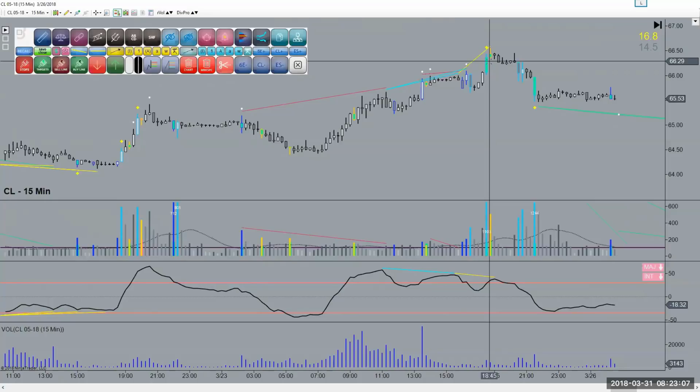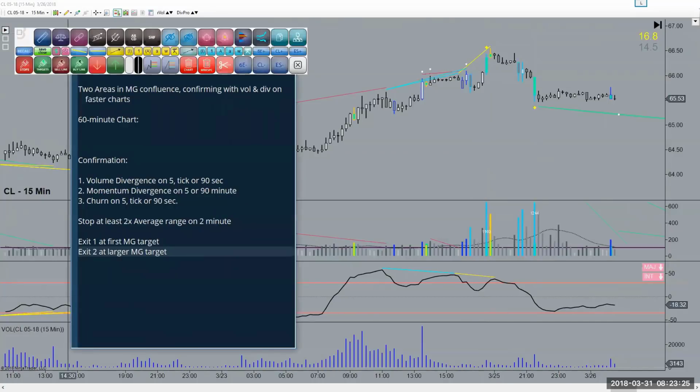So what we'll be doing is registering every case where we have two areas in the market geometry defining where we want to do business, and we get a churn bar coming in to confirm those areas. Okay, we'll register that trade. We'll log that trade with the trade tracker. And then very simply, we'll exit target number one at the very first area in the market geometry that we could possibly come to.